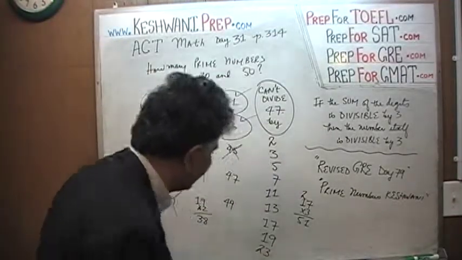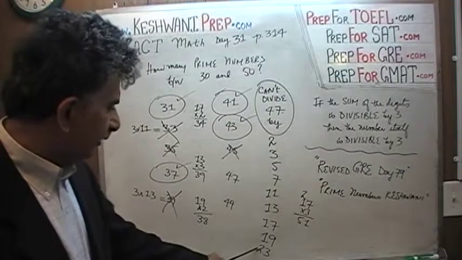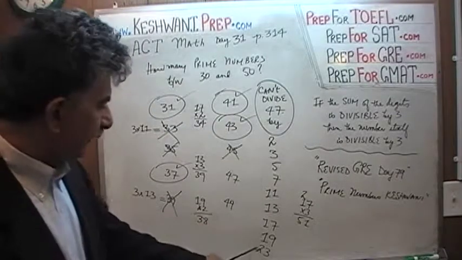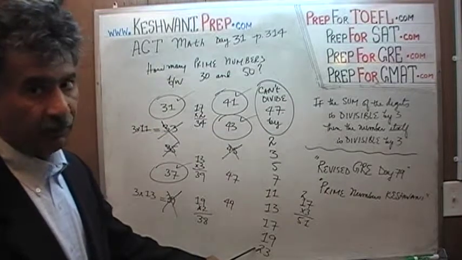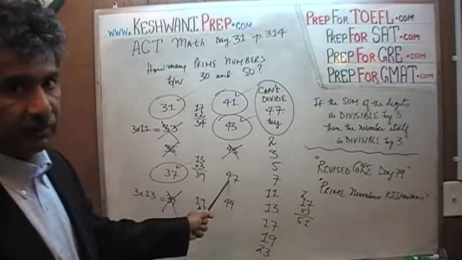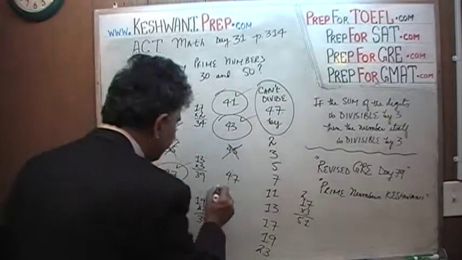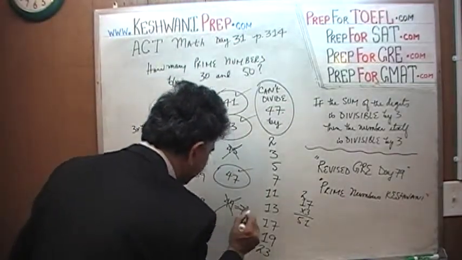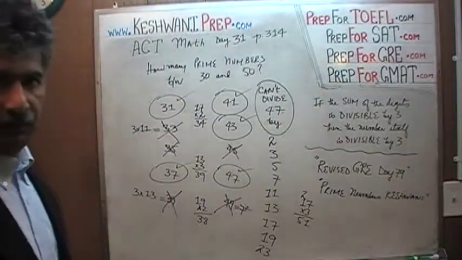23 is a prime number. And 23 times 2 is 46. This is 47, which means if you were to divide 47 by 23, we'll have a remainder of 1. This number is not divisible by 23. That's it. We hit the halfway mark. It is a prime number. And 49, of course, is not a prime number because that's a perfect square. That's it. We are done.